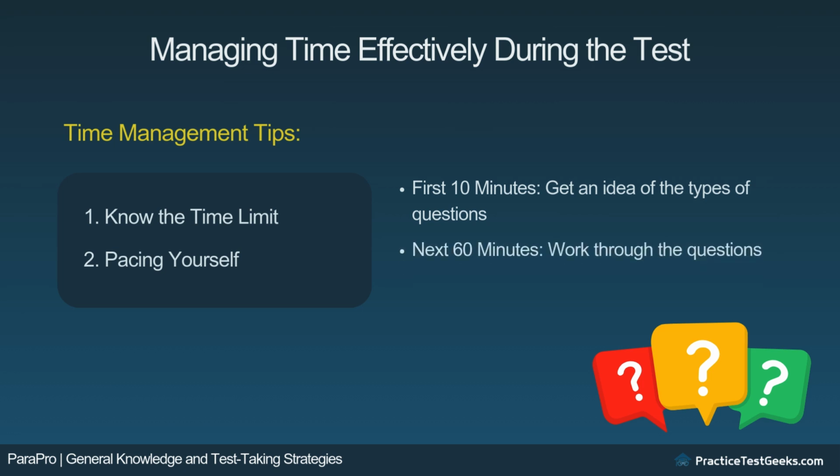Next 60 minutes. Work through the questions, focusing on accuracy rather than speed. Avoid spending too much time on difficult questions. If you are unsure, mark them and come back later. Last 10-15 minutes. Review your answers, focusing on questions you skipped or marked for review. Double-check your calculations and reasoning.